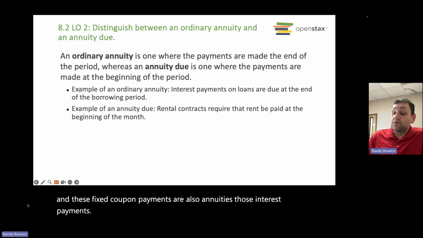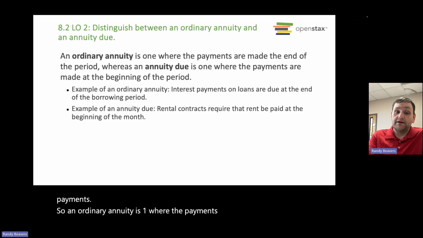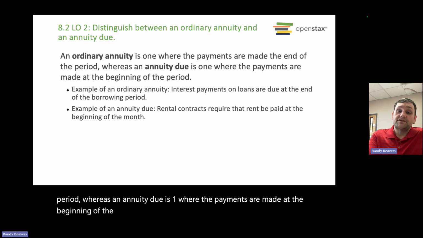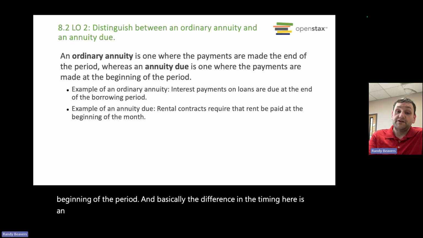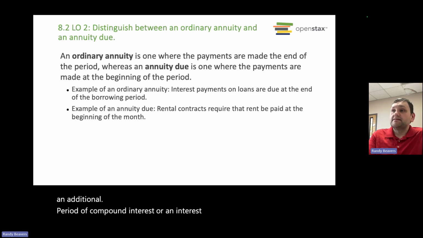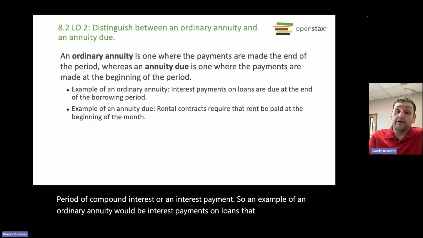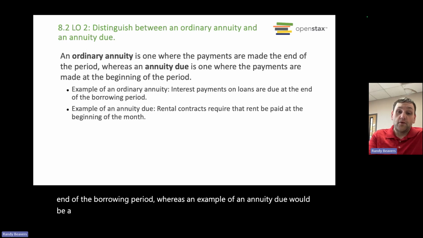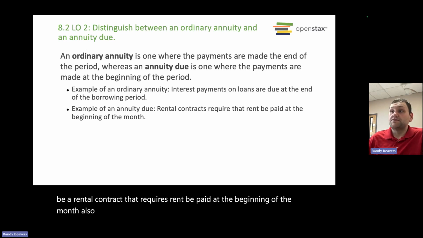So an ordinary annuity is one where the payments are made at the end of the period, whereas an annuity due is one where the payments are made at the beginning of the period. And basically the difference in the timing here is an additional period of compound interest or an interest payment. So an example of an ordinary annuity would be interest payments on loans that are due at the end of the borrowing period, whereas an example of an annuity due would be a rental contract that requires rent be paid at the beginning of the month. Also, leases tend to also be annuities due as well.